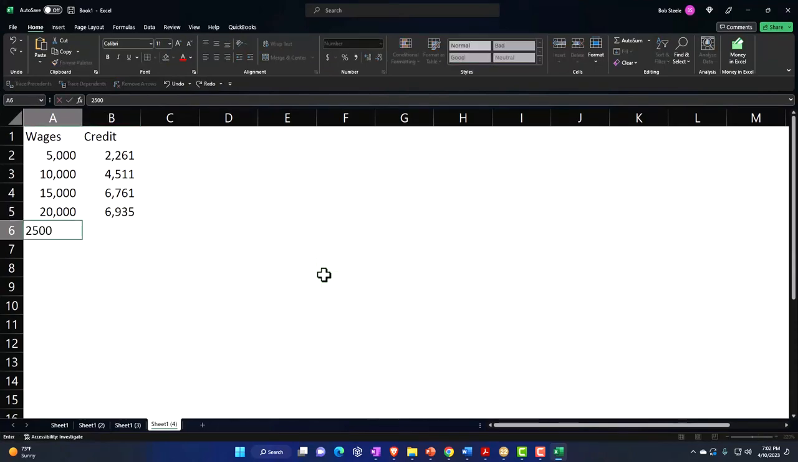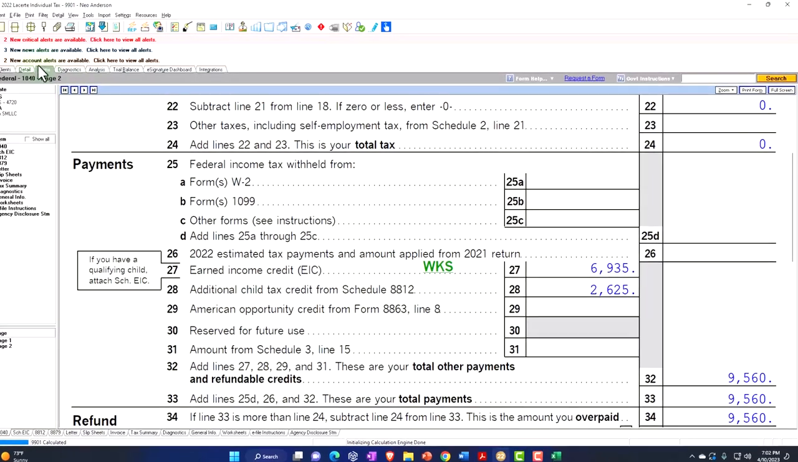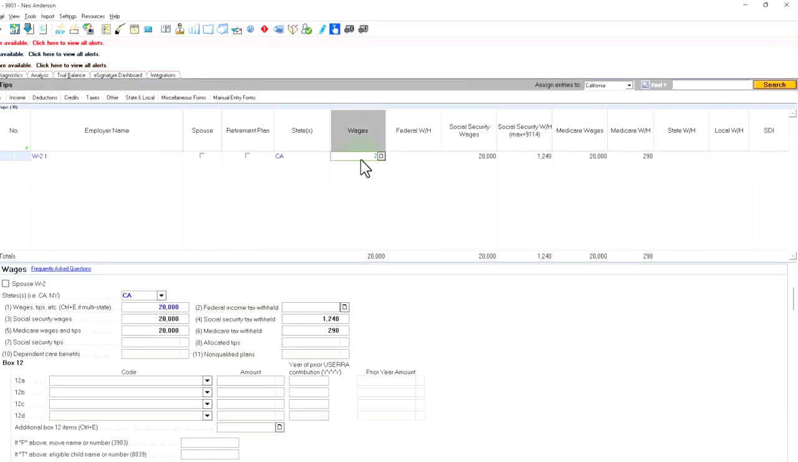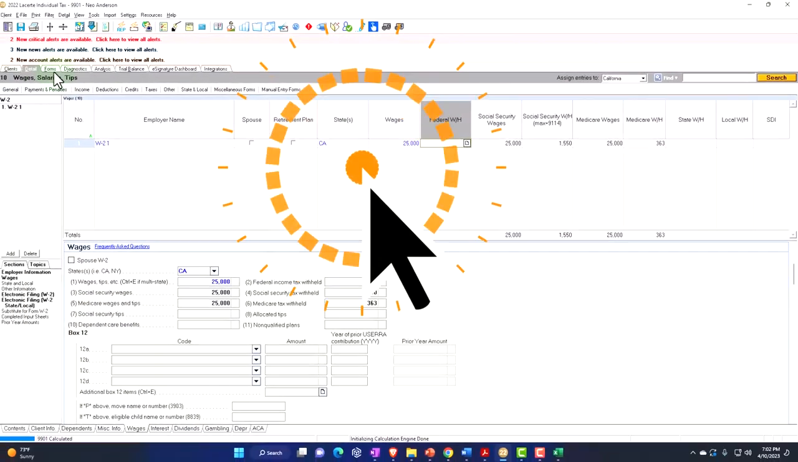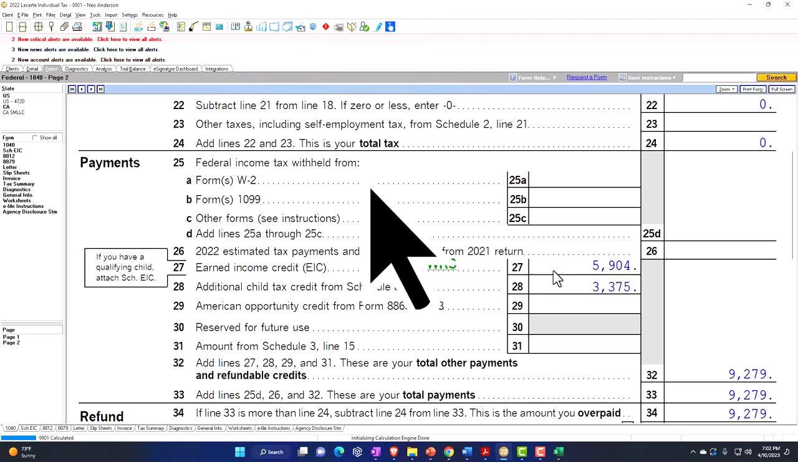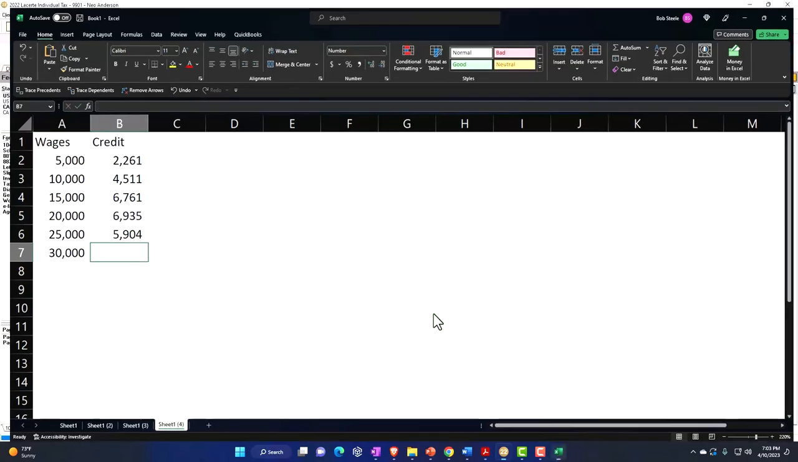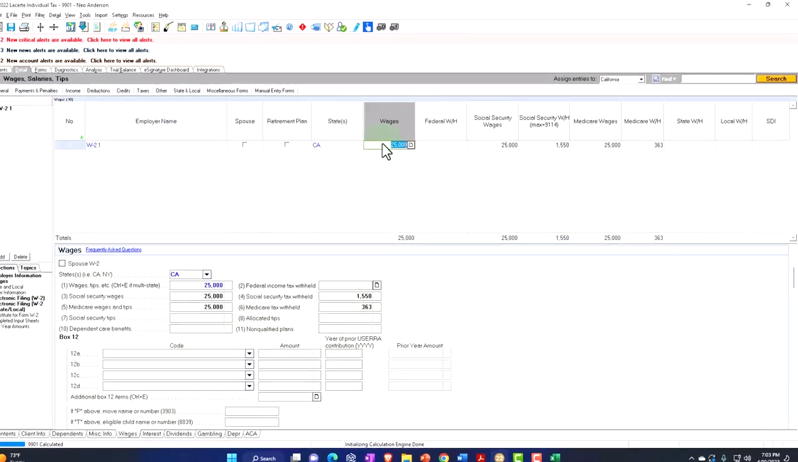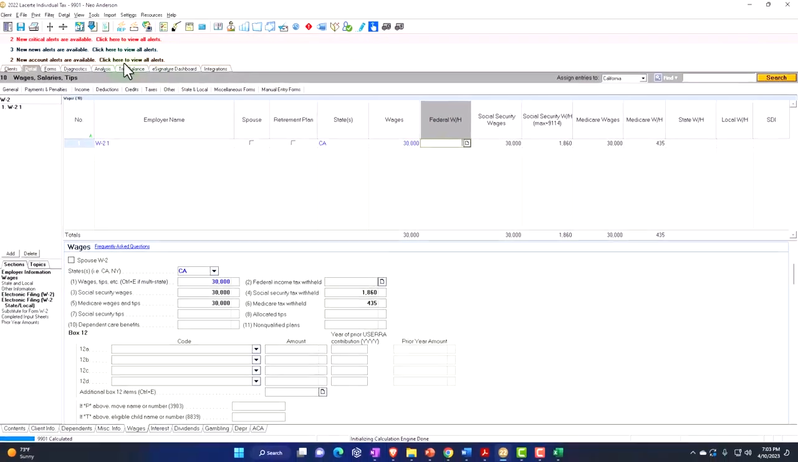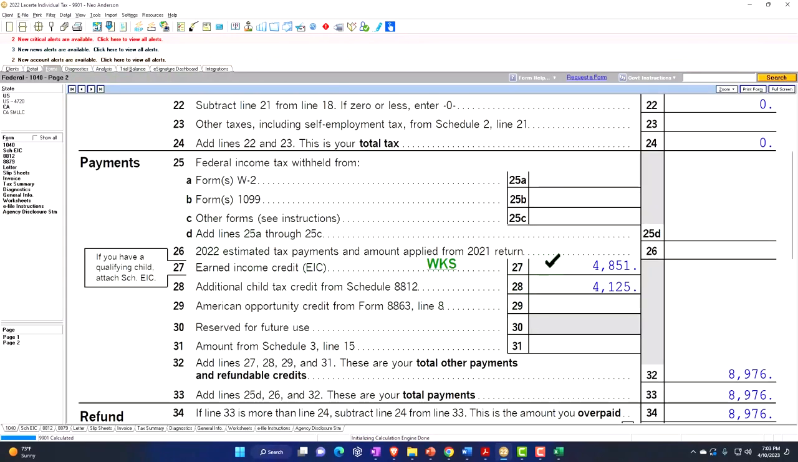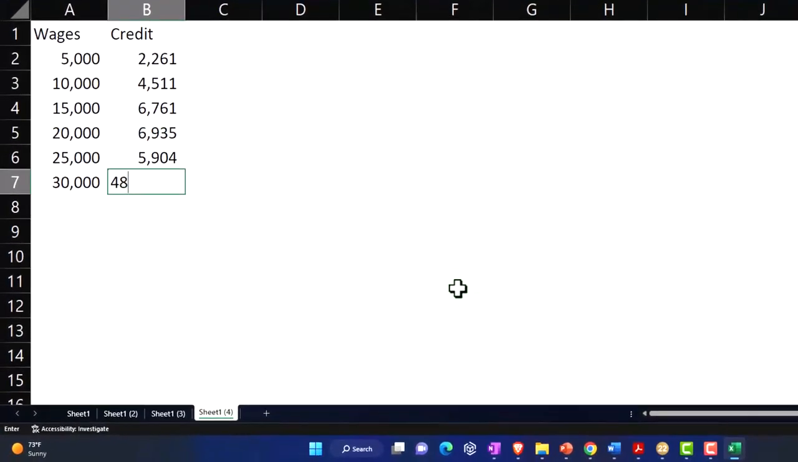Let's go to 25,000, and bring that on over. That's now the 5904. So we're going to say, all right, now it's going back down. 5904. 30,000. Let's do that. Boom. That brings it to the 4851.